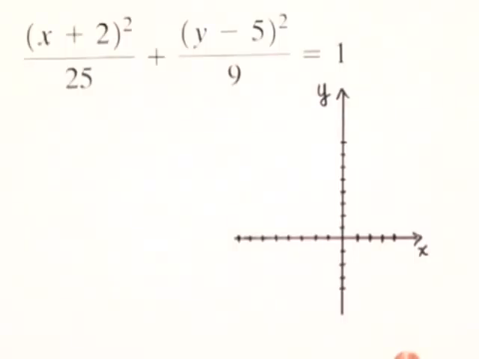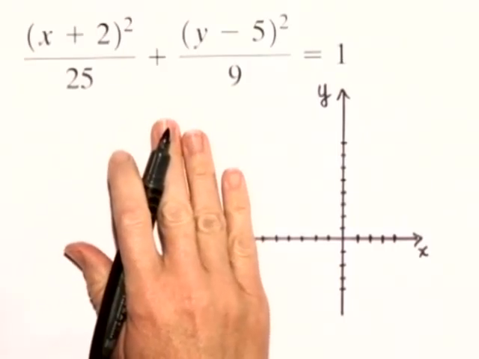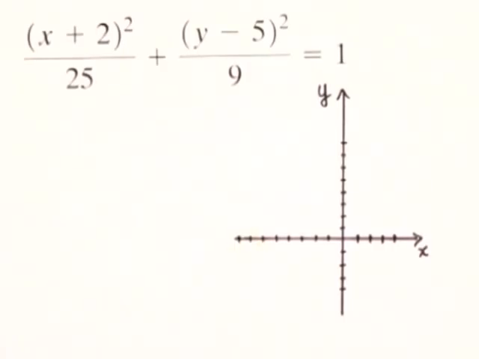For this problem, we'll graph a conic section. For an ellipse, we'll also name the foci. So we have (x + 2) squared over 25 plus (y - 5) squared over 9 is equal to 1. Well, we already have a conic section that's in standard form.